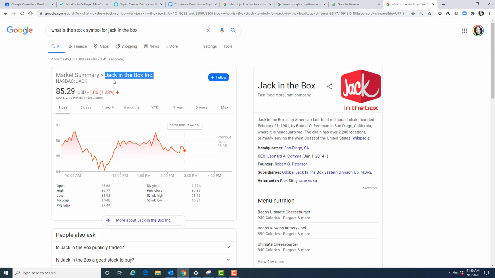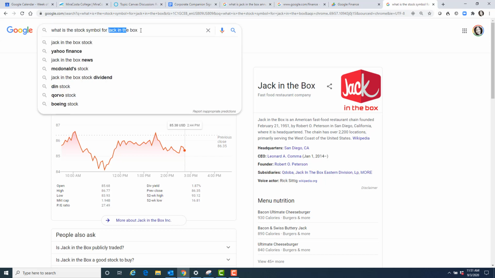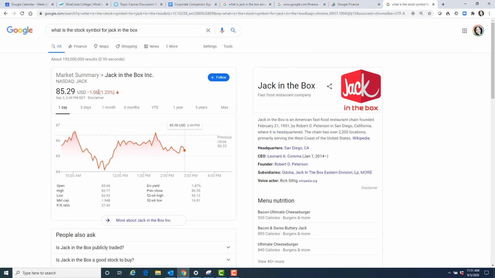So the first thing you'll need to do is do a Google search: what is the stock symbol for, and then input your company name there, whatever you're looking for. And you'll find their stock symbol here. That search will take you directly to a stock quote, probably Google Finance. And then you'll look down below here. You'll see that Jack in the Box is traded on the NASDAQ, and their symbol is Jack, J-A-C-K. All right, so we got that information.